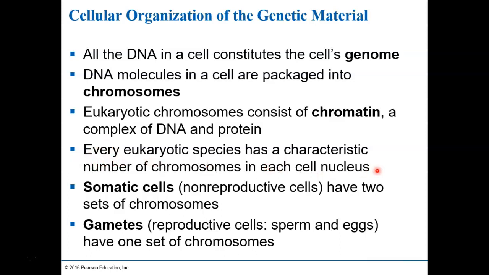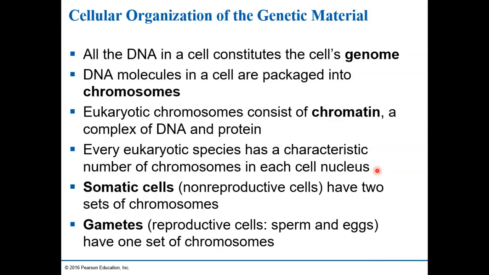There are two types of cells when we talk about cellular reproduction: somatic cells and gametic cells, or gametes. So somatic cells are those cells in your body that are not used for reproduction. They will all have two sets of chromosomes. Those are the copies of chromosomes from your parents, your mom and your dad. And then you will create some gametes, which are reproductive cells. If you're a male, you create sperm. If you're female, you create eggs. Those have one set of chromosomes.